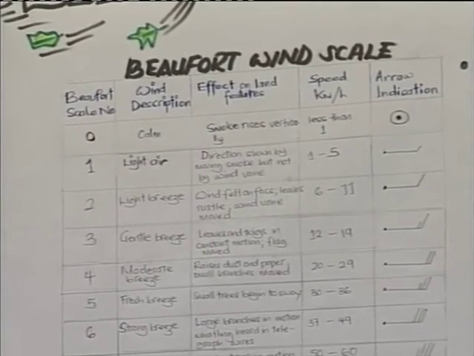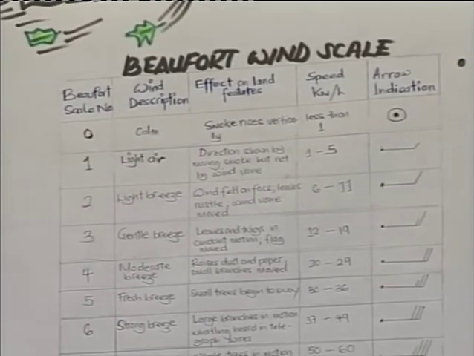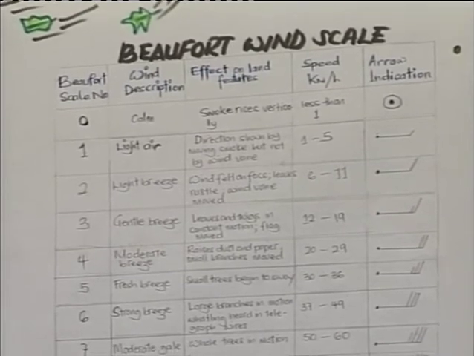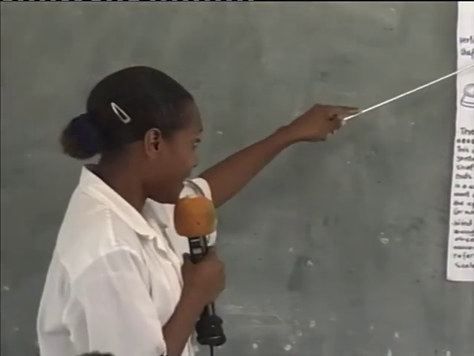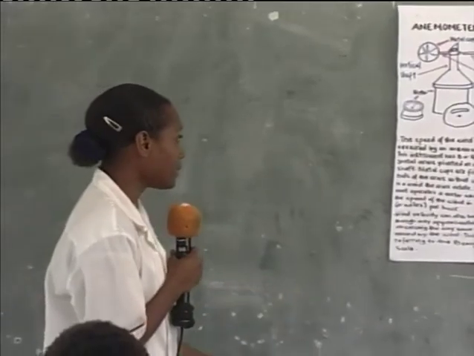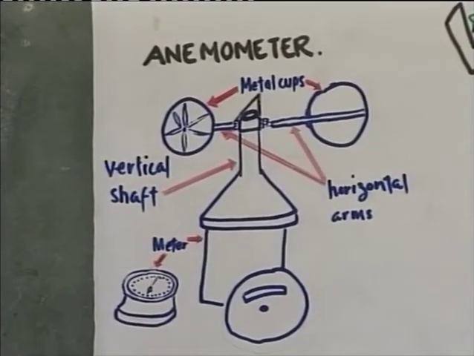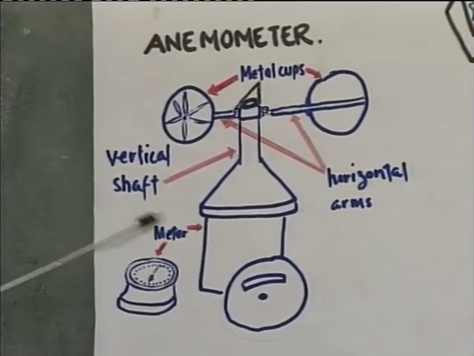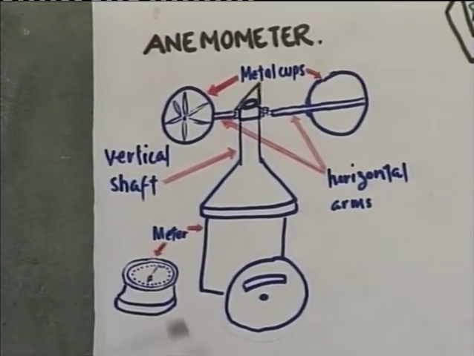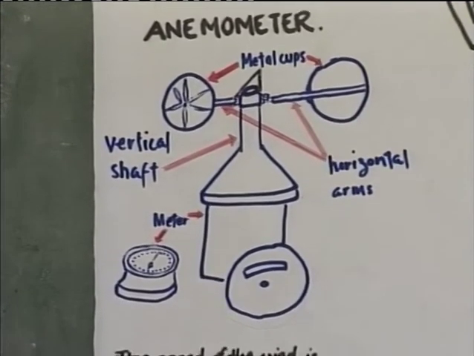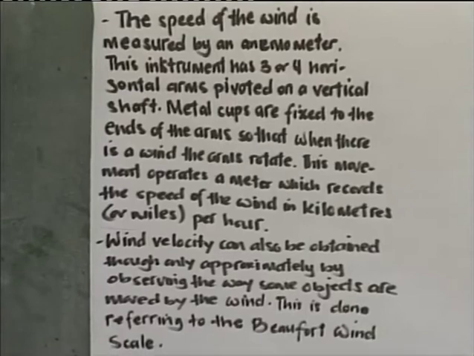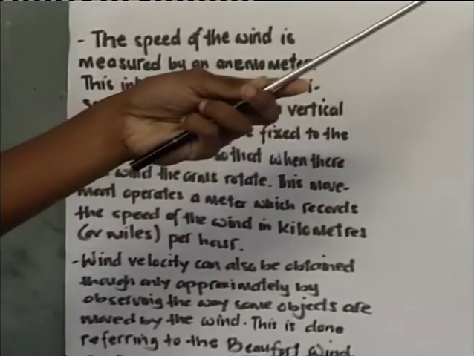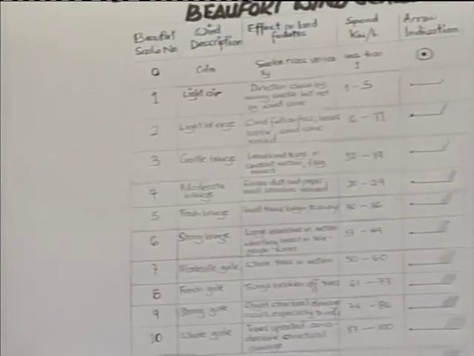I'll just summarize what the two boys have said. Wind speed: how to read the wind speed by using an anemometer. As the wind blows, the metal caps turn, and inside the vertical shaft there's a meter which takes the reading, and you can just read from there in kilometers per hour. Or it can also be through observing the way some objects are moved by the wind. And then by referring to the Beaufort wind scale, you can just tell the speed in kilometers per hour. Thank you.